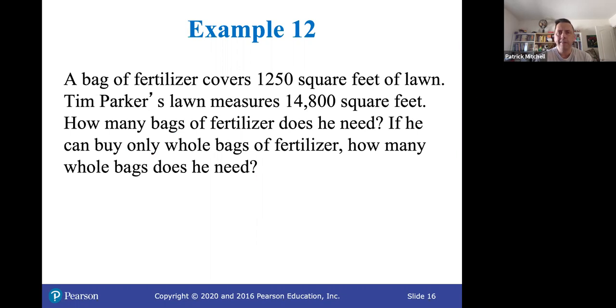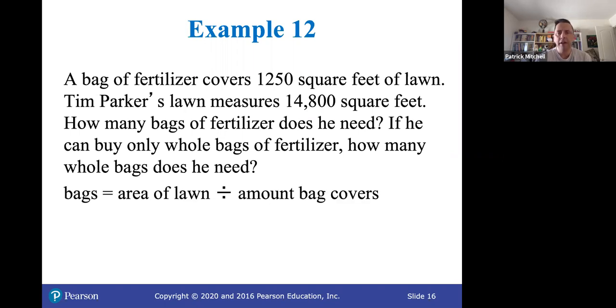All right, that brings us to an application problem. A bag of fertilizer covers 1,250 square feet of lawn. Tim Parker's lawn measures 14,800 square feet. How many bags of fertilizer does he need? If he can only buy whole bags of fertilizer, how many whole bags does he need? Fertilizer is generally sold in whole bags. So if he needs some fraction of a bag, he's just going to have to get another whole bag.